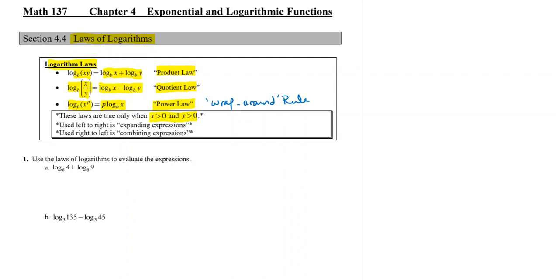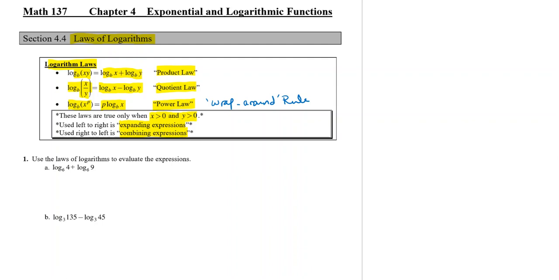And we can use these laws or identities in both directions, going left to right or right to left. So if you have log of a product and you write it as a sum, we say you're expanding the expression. But if you have the sum of two logs and then you write it as a log of a product, we are combining the expressions, sometimes also called condensing the expressions.